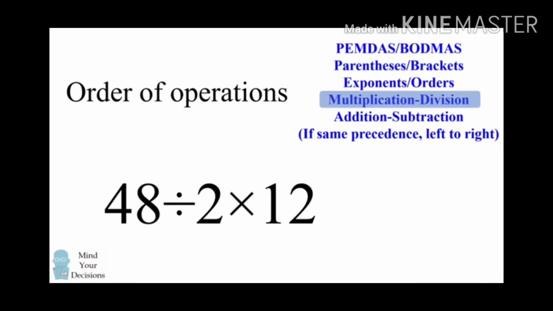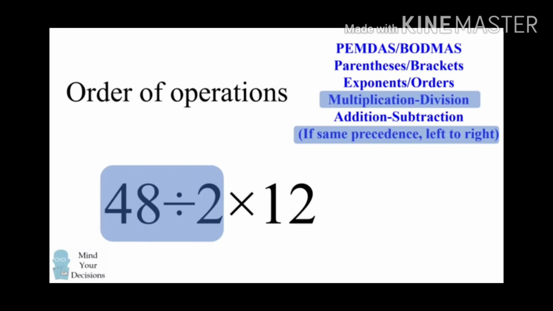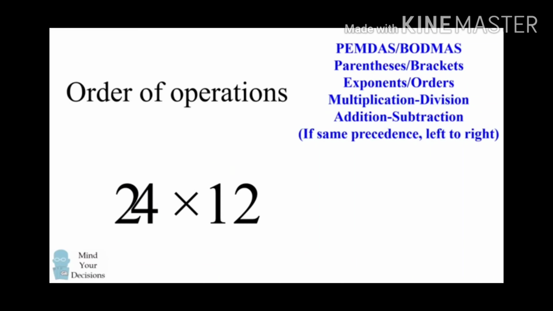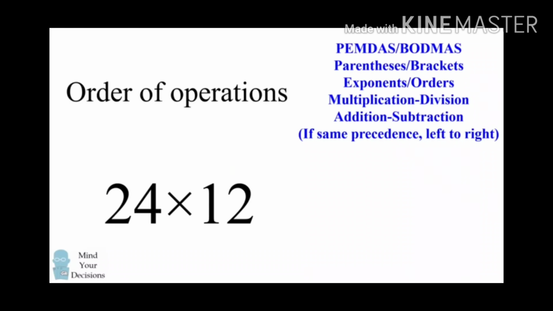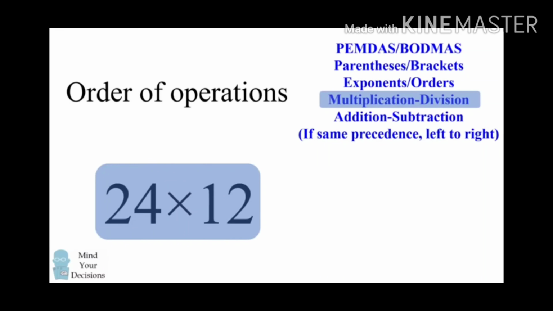We have a division and a multiplication. As we have operations of the same precedence, we should evaluate them from left to right. So we take 48 divided by 2, and that gets us to 24. And now we have a final expression of a multiplication, which is 24 times 12, and that is equal to the correct answer of 288.